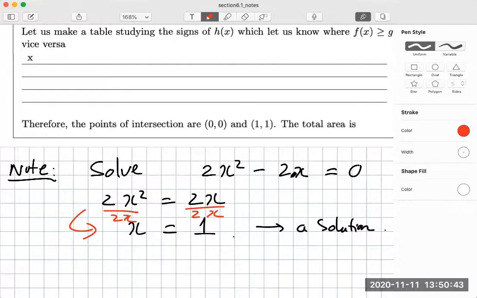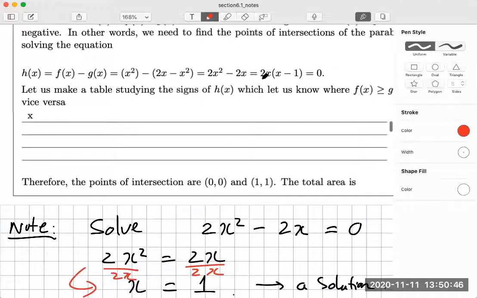Because here, if we do it this way, we factor it out, it will be the product of 2x times x minus 1 equal to 0. And the solution will be, there are 2 possibilities. The first factor is equal to 0, or x is equal to 0, or the second factor is equal to 0, right? Or x is equal to 1. So in fact, there are 2 solutions here. Okay? Is it clear?